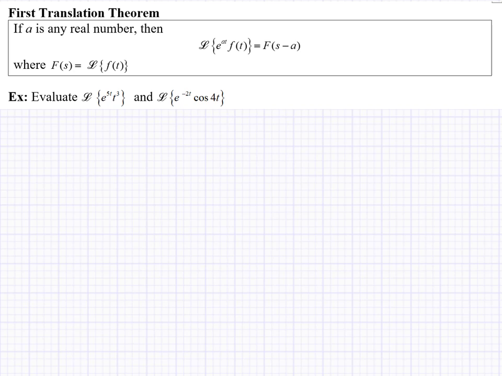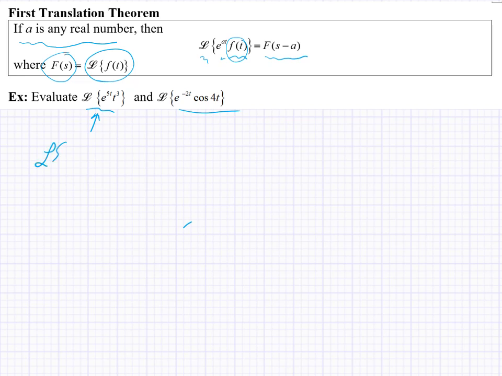A really handy theorem that we can use when we're doing Laplace transforms for a little more complicated ones is this first translation theorem. The first translation theorem says that if a is any real number, then the Laplace transform of e to the at times f of t is equal to capital F of s minus a, where capital F of s is the Laplace transform for just f of t. So this is really helpful if we use that to do maybe one of these two Laplace transforms. So think about this one right here.